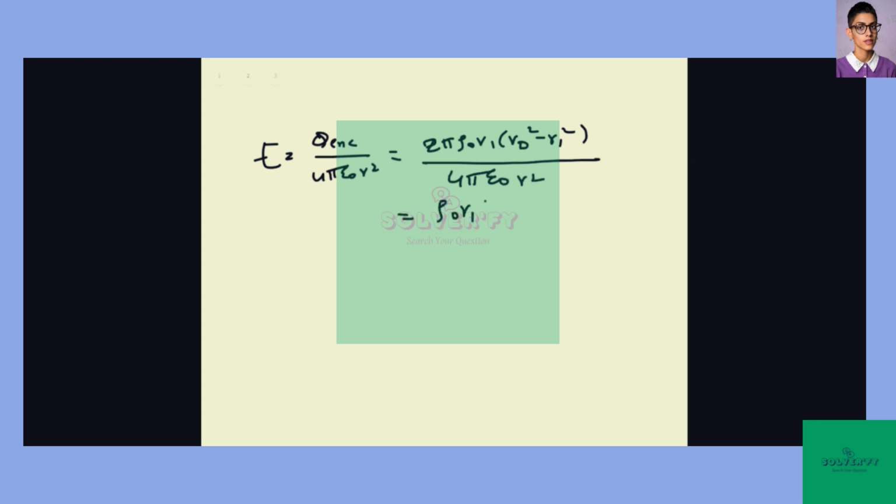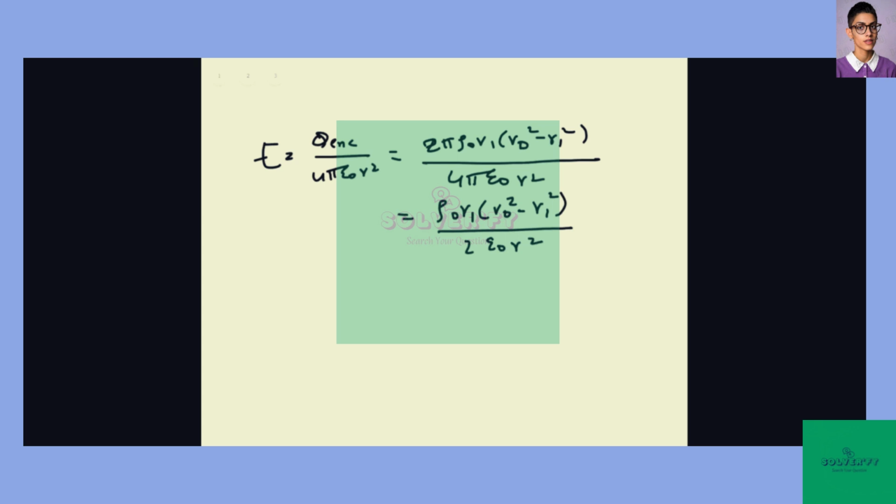So the electric field will be q enclosed divided by 4 pi epsilon naught r squared. So that is 2 pi rho naught r1 into r0 square minus r1 square divided by 4 pi epsilon naught r square, which is rho naught r1 into r0 square minus r1 square by 2 epsilon naught r square.